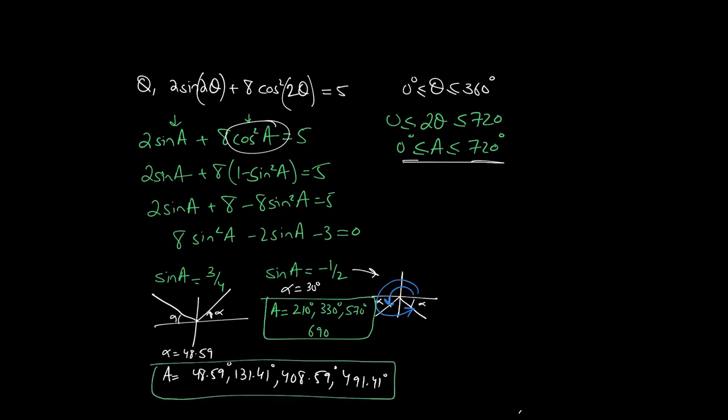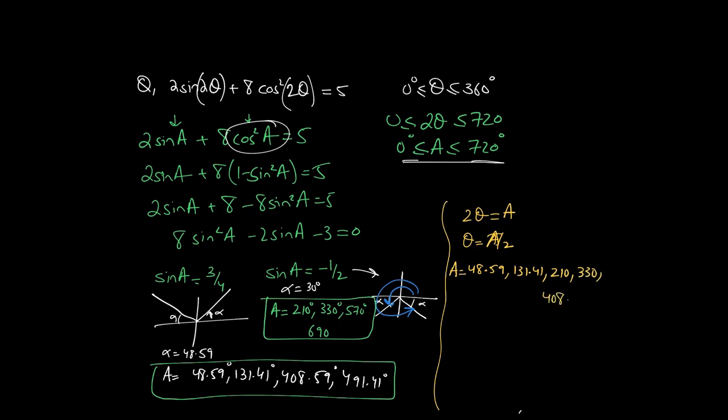But we weren't asked to find the angles for A, we had to find the angles for theta. Okay, so we know that 2 theta was equivalent to A. So in order to find theta, we had to divide A by 2. So you have to divide all of these angles by 2. Okay, so let's start by writing all of the angles. The first angle was 48.59. The other angle was 131.41. Then came 210. Then 330.